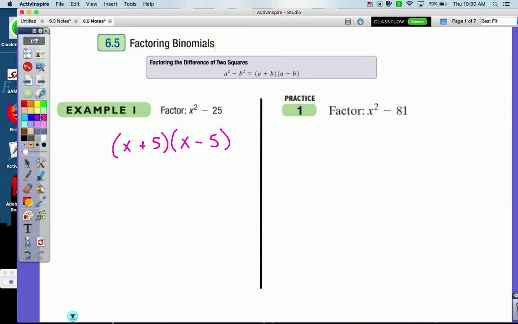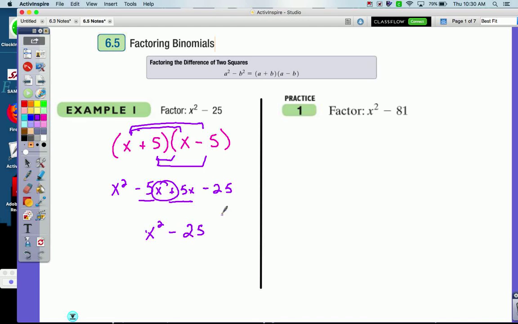The reason why is because when you multiply this back through, x times x gives you x squared. X times negative 5 gives you a minus 5x. 5 times x gives you plus 5x. And 5 times negative 5 gives you the minus 25. You'll notice the two terms in the middle are the same except with opposite signs, so they cancel out to 0. You're just left with the first term, the last term, and a minus in the middle. That's the reason why, but it's really pretty quick and straightforward.